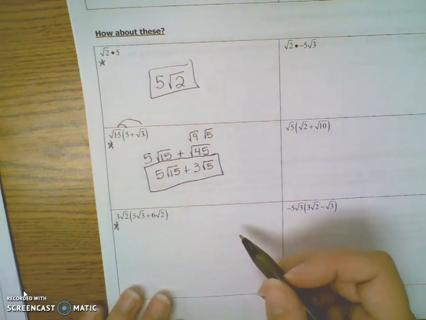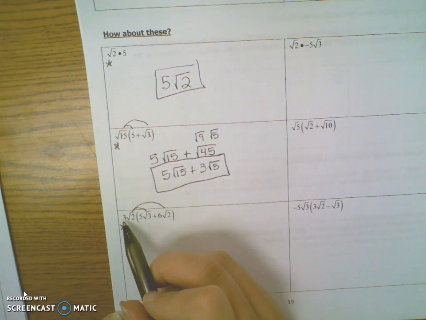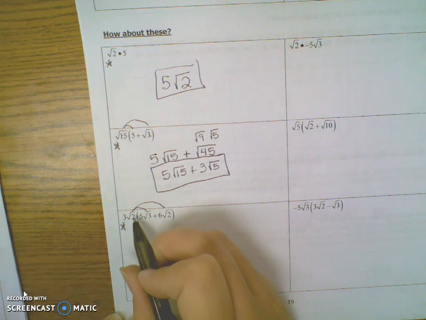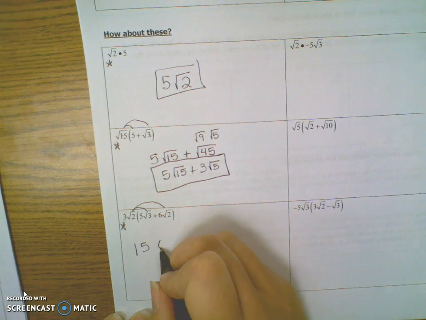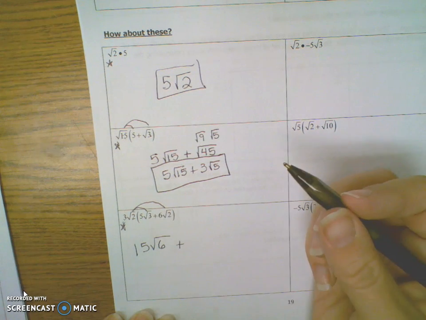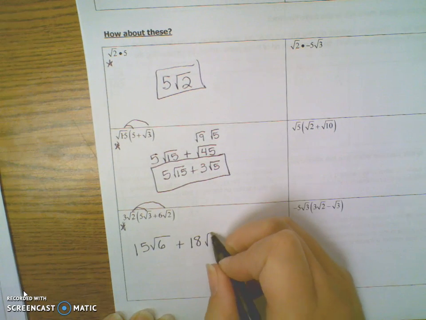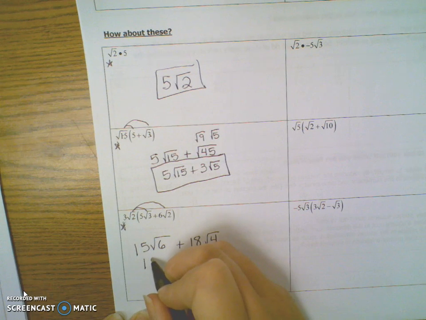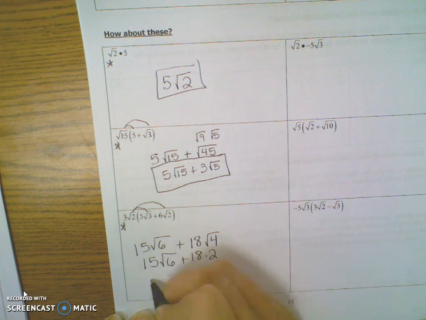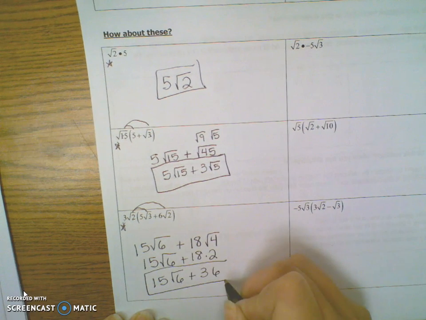Okay, let's do one more. So this we are distributing again. So here I'm doing 3 times 5, which is 15, and then 2 times 3, which is 6, so it's the square root of 6. And then I'm going to do plus, because that's our sign here. 3 times 6 is 18. 2 times 2 is 4, so it's the square root of 4. And then square root of 4 can be simplified. So 18 times 2, so we have 15 square root of 6 plus 36.